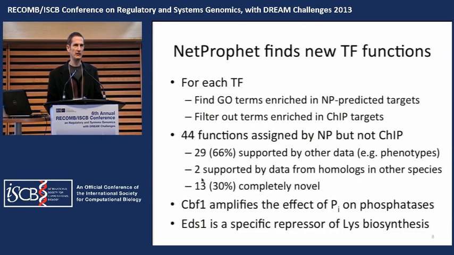We carried out experimental validation on 2 of those completely novel predictions and verified that CBF1 amplifies the effect of inorganic phosphate on the expression of phosphatase genes, and EDS1 is a specific repressor of genes in the lysine biosynthesis pathway. And I'll point out that EDS1 had no known function before.